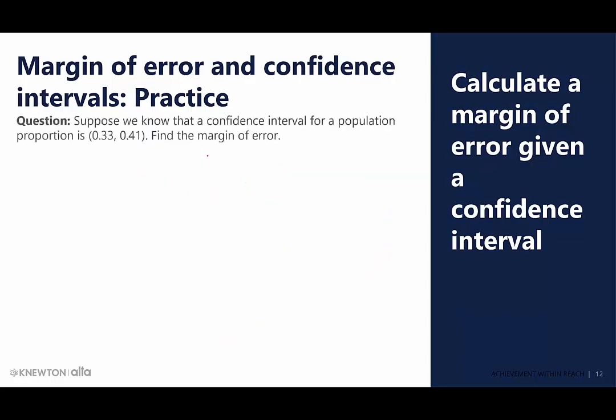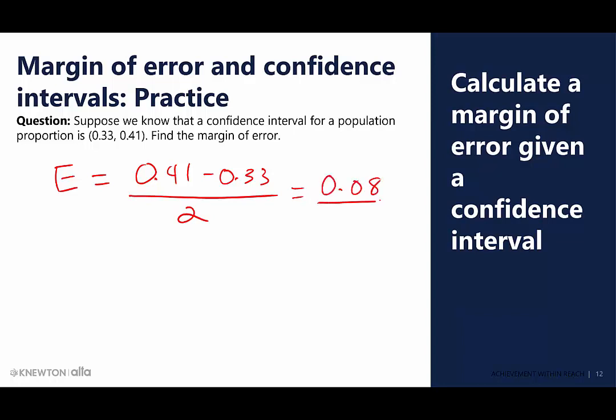Here's another one, except this is a confidence interval for a population proportion. You do the same thing. Margin of error will be 0.41 minus 0.33. Divide that by 2. That leaves us with 0.08 divided by 2. Working out the math, you get a margin of error of 0.04 after you divide those. So that is your margin of error.